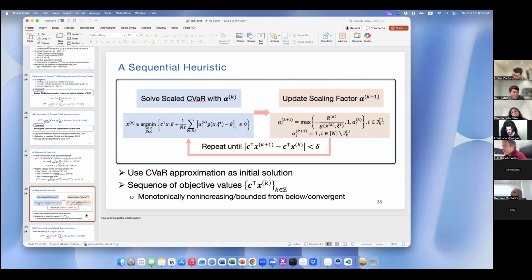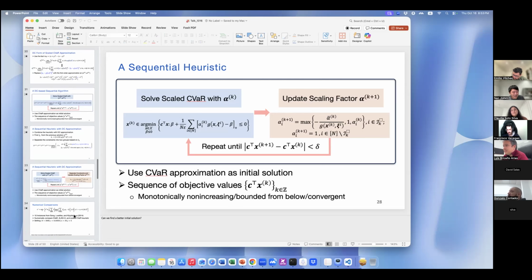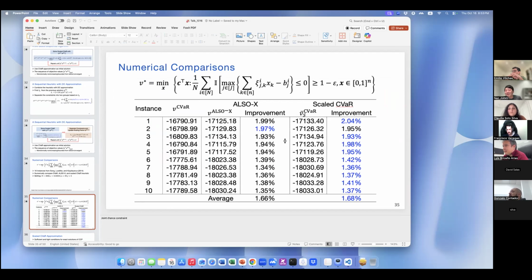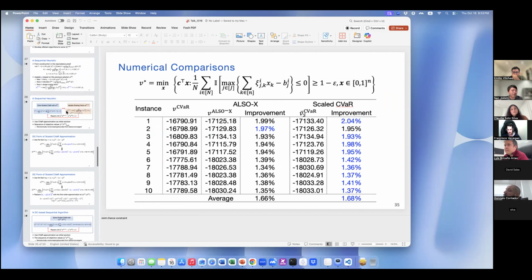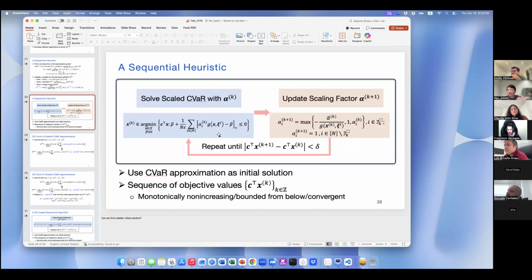The third question is about the time. For presentation purposes I didn't put the time here, but in the paper we should. The time for the scaled CVaR will be much longer than for ALSO-X, because we have a trade-off. If we only use the first heuristic, it is very fast, because it just updates the alpha and then solves the CVaR.